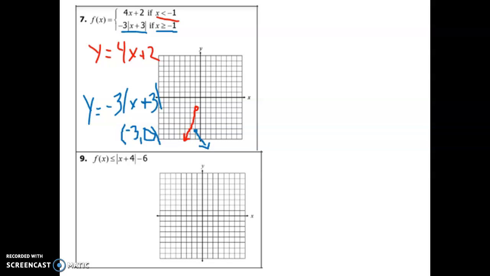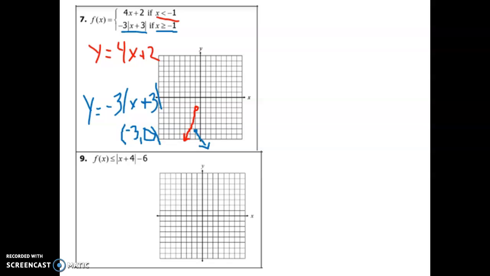So we have a very small piecewise function is what I'm saying. But that's it. They don't ask for the domain or range. That's our graph. So even though we have an absolute value equation, it's not within our domain, so it looks like a normal piecewise function.